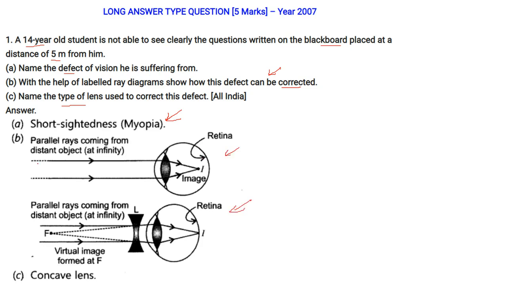So these are the parallel rays which are coming from infinity. Now what is happening? The eye lens is creating an image before the retina, and when we use this concave lens, then for the parallel rays coming from a distance, which is at infinity, the image is now formed on the retina properly, which is the virtual image formed at F. So by using this concave lens, we can correct this defect.